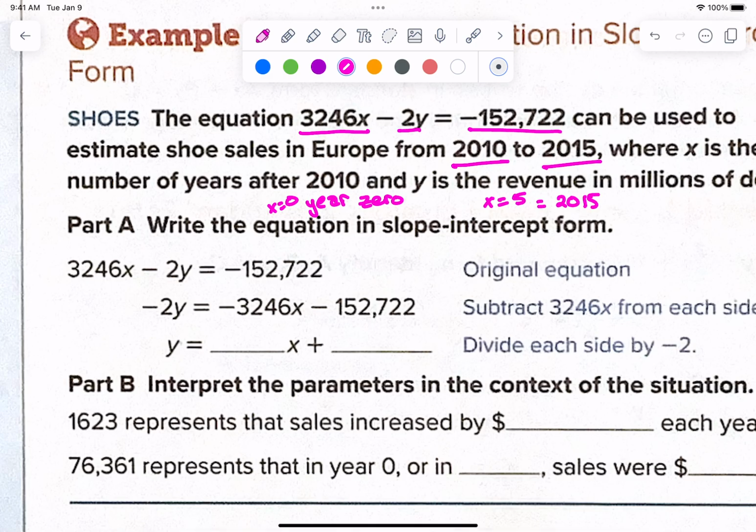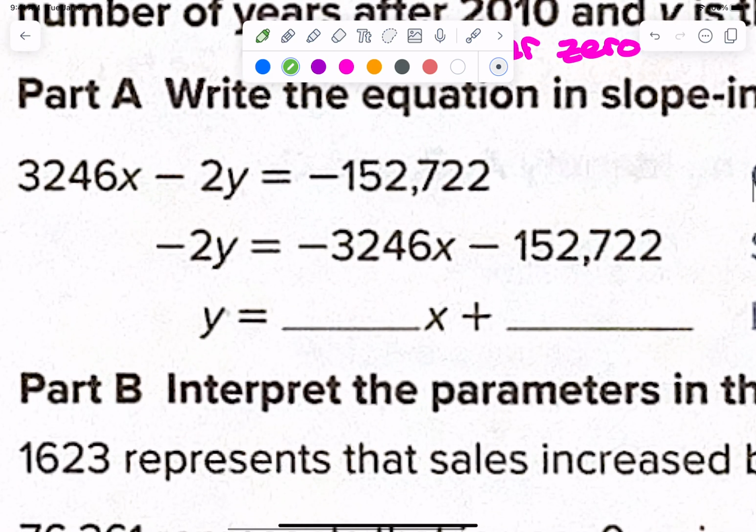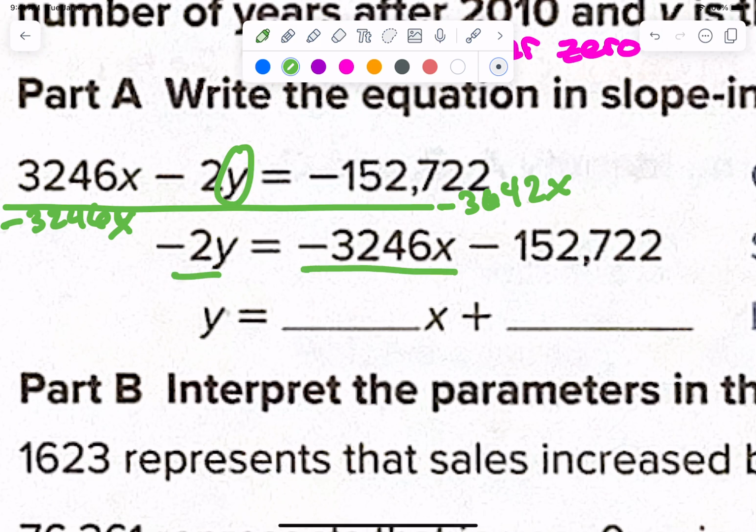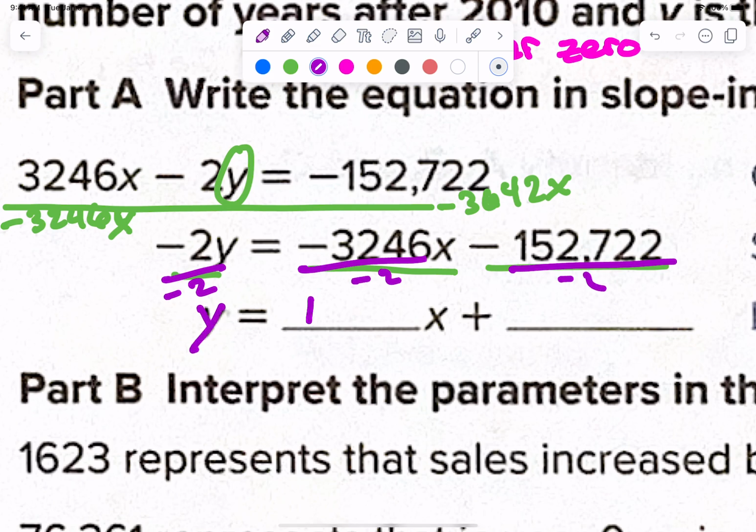Okay, they want us to write it in slope-intercept form, all right? So the first thing they did for this original, if I'm trying to solve for y, get y by itself, let's subtract the 3642x. Negative 2y is by itself, minus 3642x equals that big long negative number, and then what? Divide by negative 2. Okay, y equals, that'll be positive 1623. Is that true? Yep.